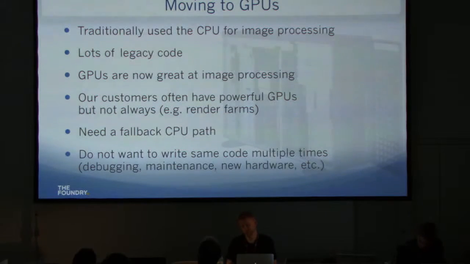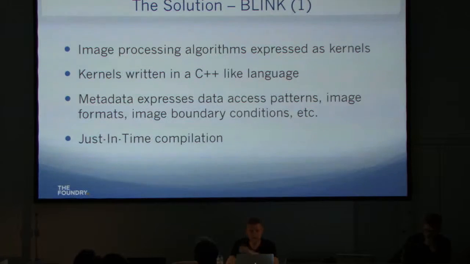But what we don't want to do is to have multiple code bases, one for the GPU, one for the CPU, maybe multiple for the GPU because there's a variety of languages. Obviously, that gives rise to all sorts of debugging and maintenance problems. When new hardware comes out, the code that we have might not be fit for that new hardware. So what's the solution? Well, as I said earlier, the solution is a framework called Blink.